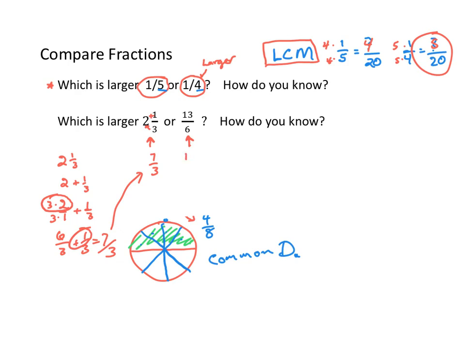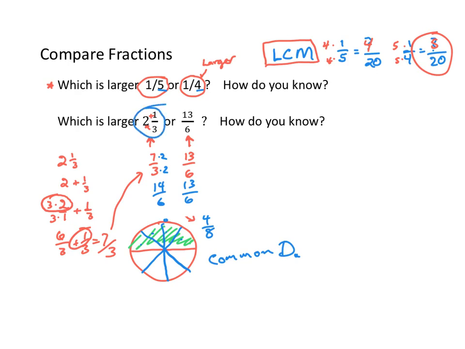We're comparing that to 13 over 6, but we still would like to compare equal size sections, so a common denominator would be nice. Let's multiply this one by 2. So that would be 14 over 6 compared to 13 over 6. And 14 is larger, so that means 2 1/3 is larger.